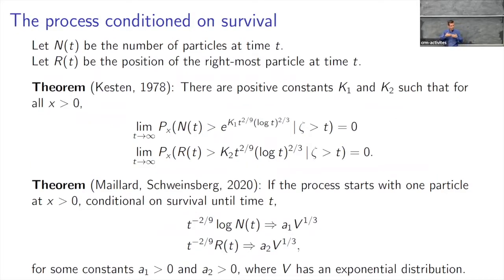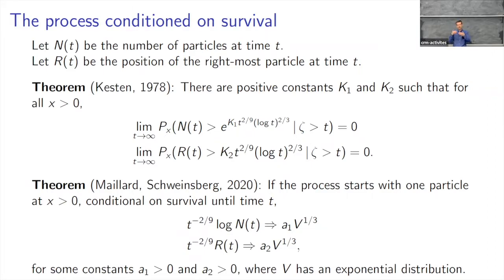Now, we also have a result about the behavior of the process conditioned to survive for an unusually long time. Again, N(t) is the number of particles alive at time t, and we'll denote by R(t) the location of the rightmost particle at time t. So that's the particle that's furthest from the origin. And then Kesten showed that if we start with one particle at x and condition the process to survive for at least time t, then the probability that the number of particles at time t is greater than e to the k1 times t to the 2/9 times log t to the 2/3 is going to 0 as t goes to infinity. And likewise, he showed that it is asymptotically unlikely that any particle at time t will be above some constant times t to the 2/9 times log t to the 2/3.